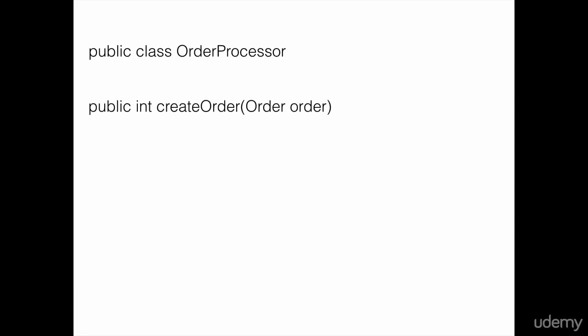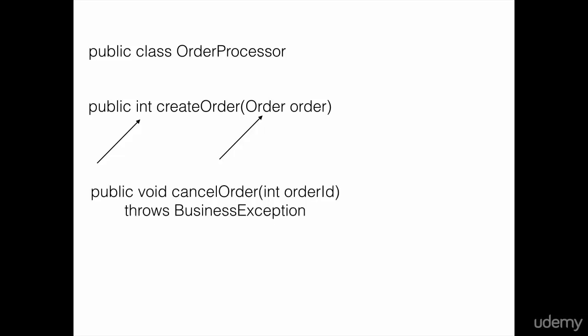Let's consider an order processing application wherein we have the OrderProcessor class with two methods in it. One creates an order, and to test this createOrder method, we'll be passing in different data inside the order object and see if it returns the integer order ID back as expected. Similarly, we have the second method called cancelOrder, which throws a business exception if the order we are trying to cancel is not already present. To test this method, we'll pass in an invalid order ID and we'll see if it throws the expected exception back.